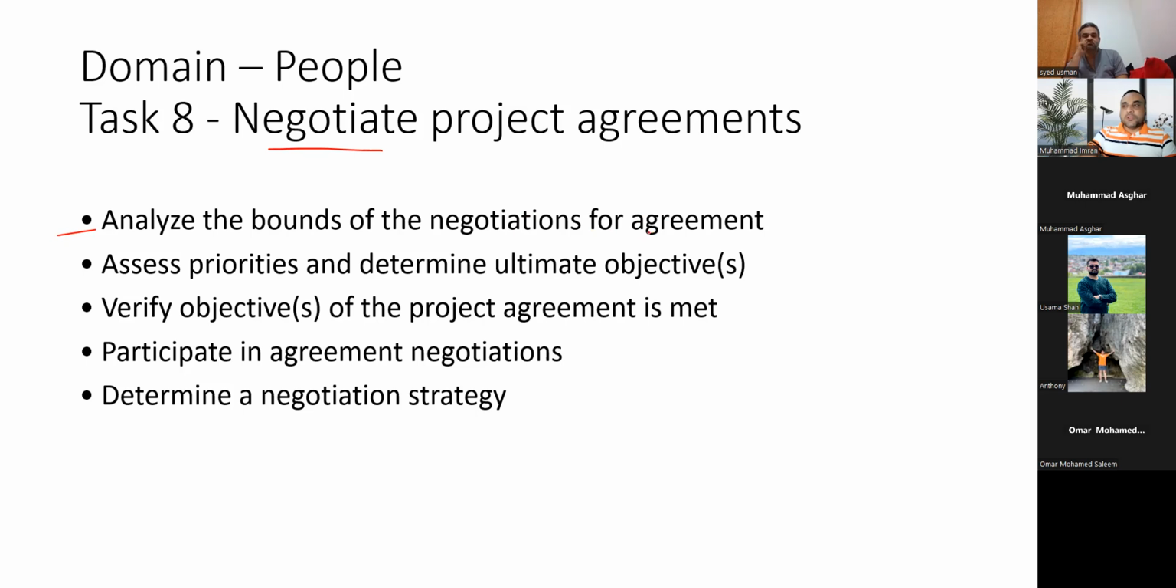whether you are in a predictive approach, or even if you are in an adaptive approach as a product owner or as a project manager, you need to understand what you are going to discuss and what you are going to negotiate for it. So you need to analyze the bounds of the negotiation for agreement, assess priorities, and determine ultimate objectives.